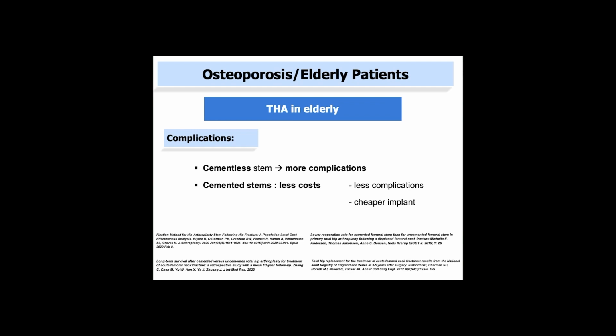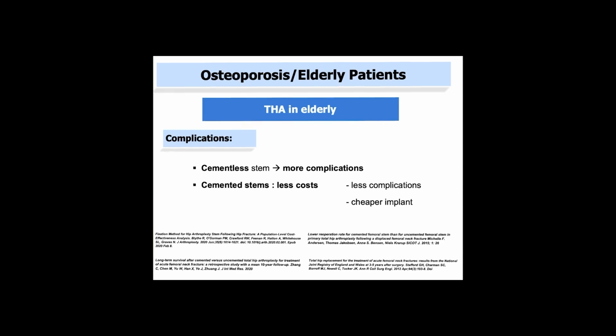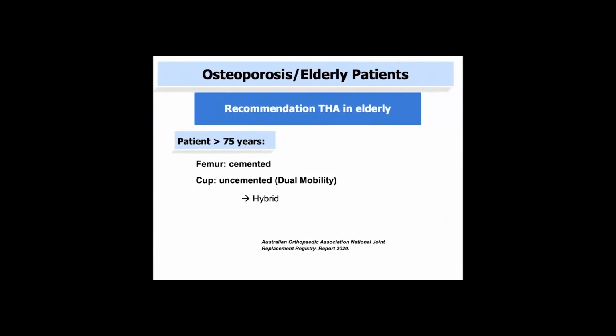So when we talk about total hip arthroplasty in the elderly, we know that cementless stems have more complications, and cemented stems have less costs. Why? Because they are cheaper as an implant and cause fewer complications. So the recommendation I have for my residents and for all surgeons who ask me is, if a patient is more than 75 years old, we use a cemented stem and an uncemented cup, and in most cases a dual mobility cup, so a hybrid solution for the patient, because we all know that causes low complications.